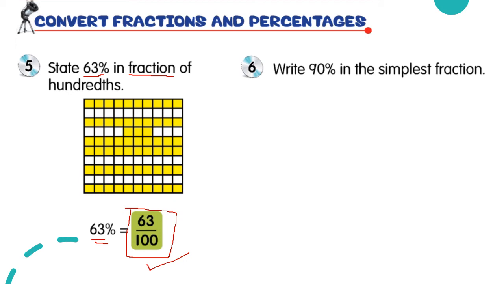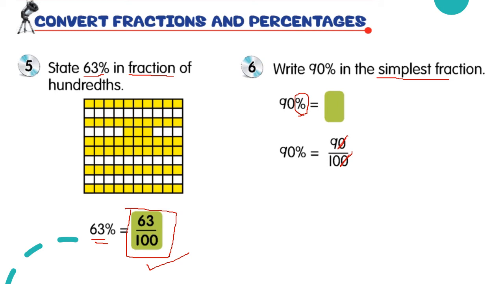Write 90% in the simplest fraction. Okay, 90%. The sign of percent here means over 100. So 90 over 100. Because the question asks to simplify, you have to simplify the answer like this. Potong kosong tu. Okay. Make sure when you are doing cancellation, you cut the zero.